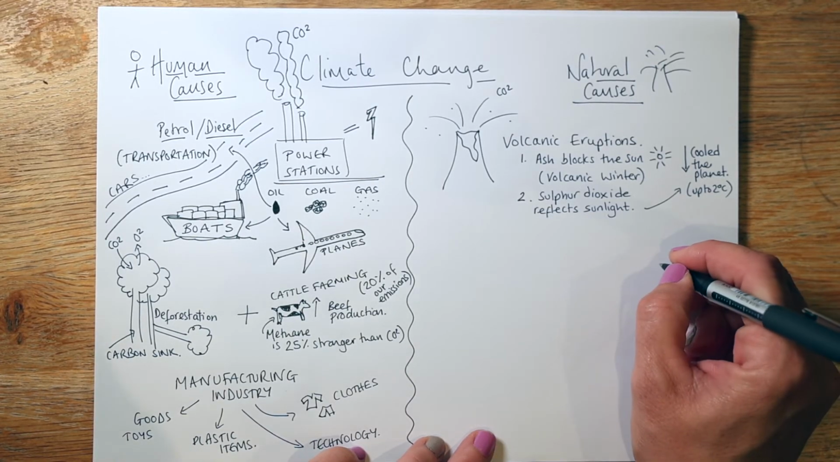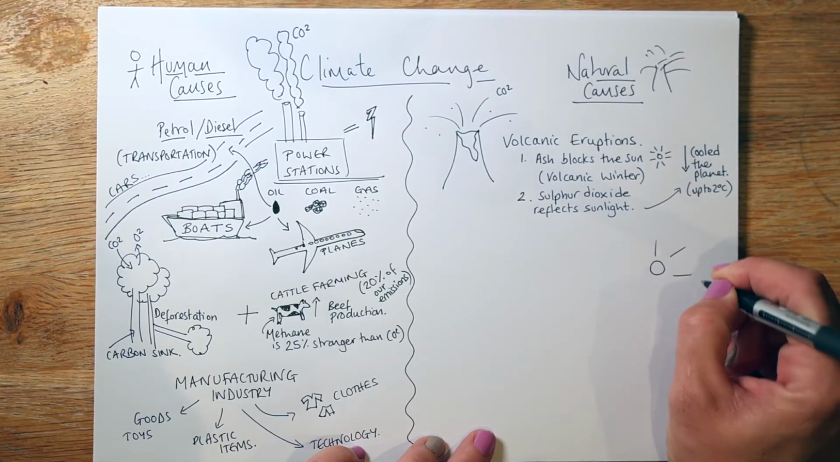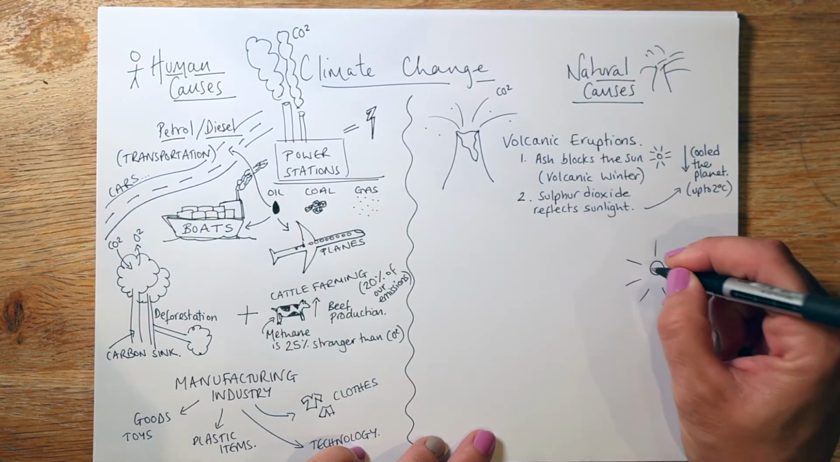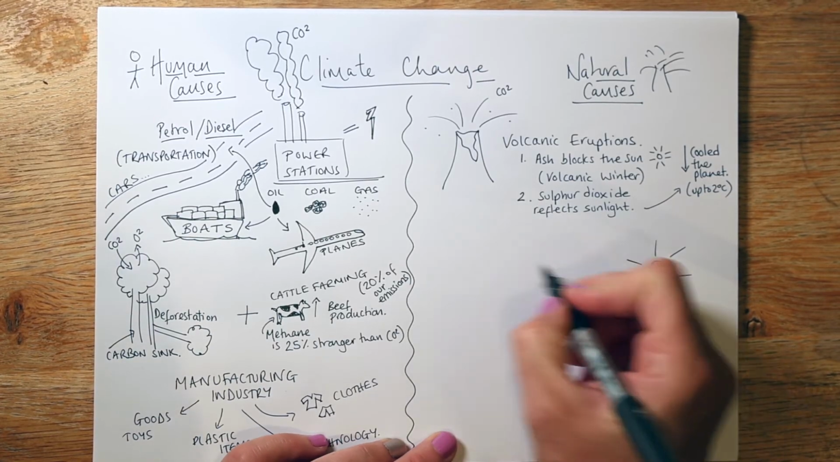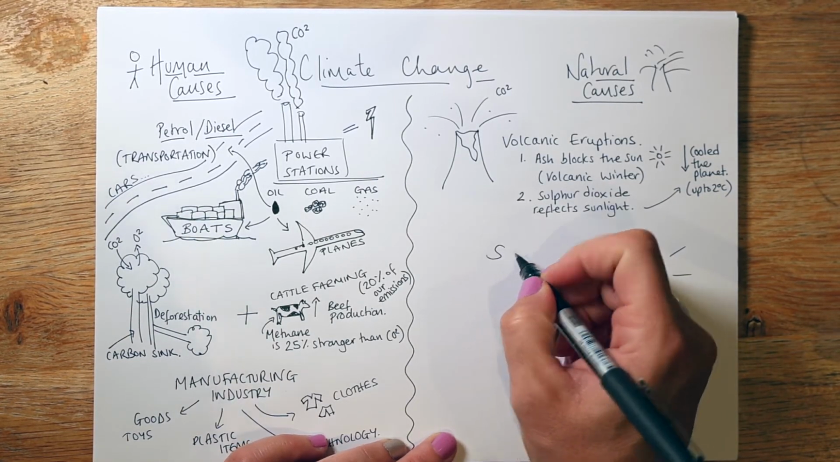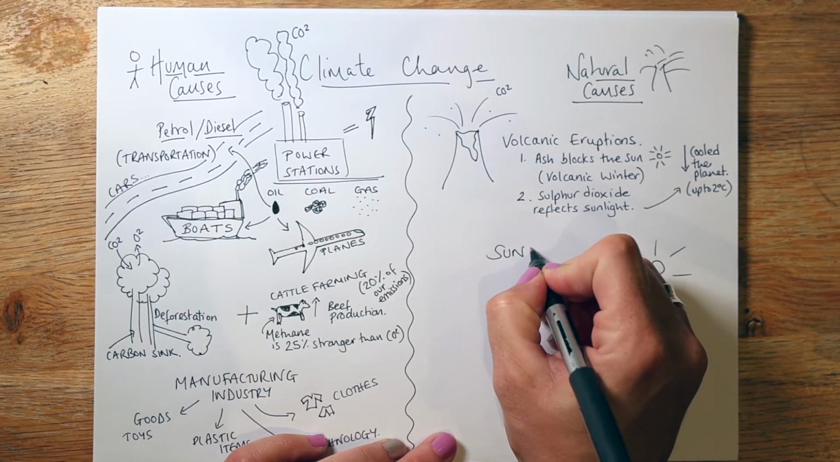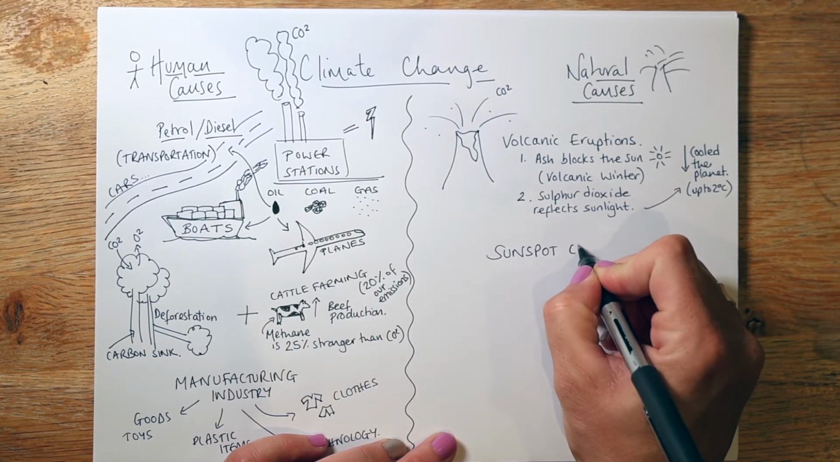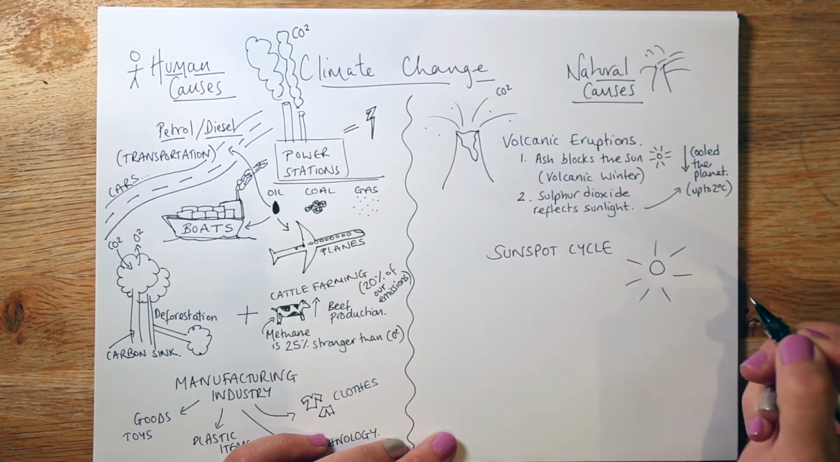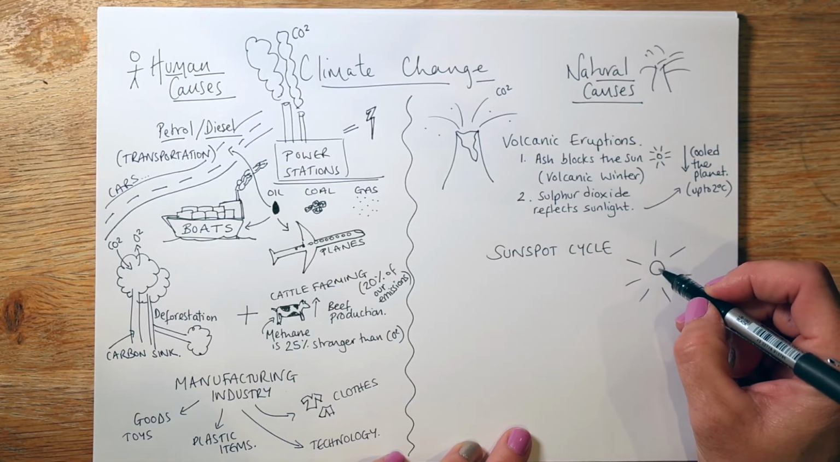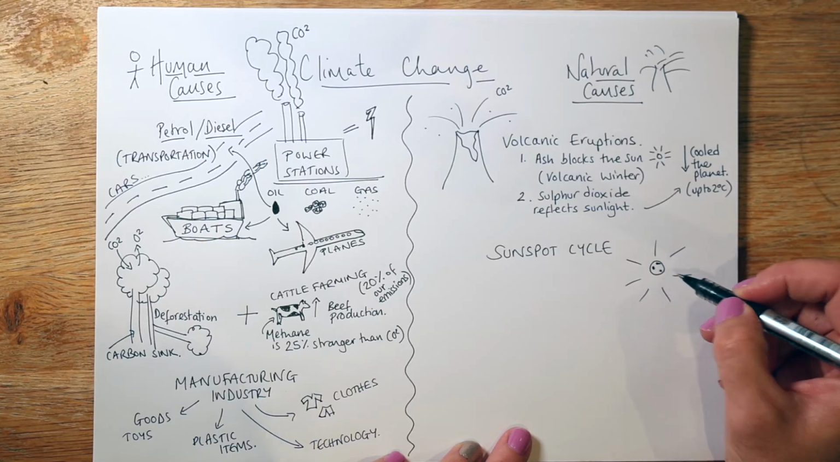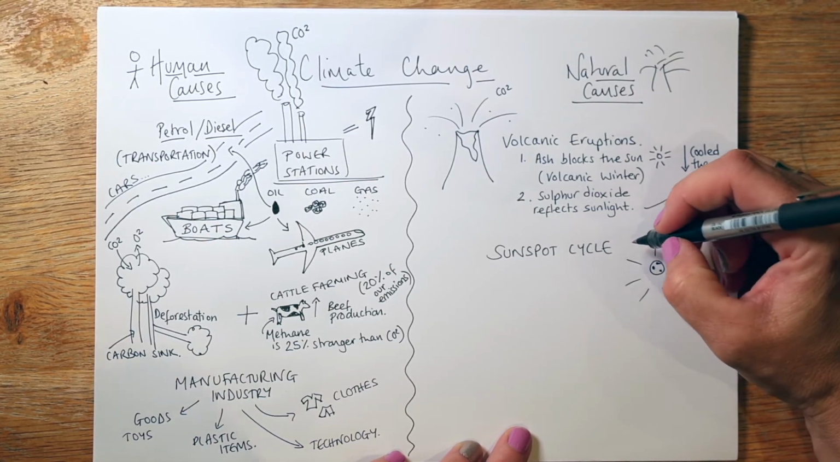Right, the next one, I'm going to draw a big sun for this one, is something called solar activity or the sunspot theory. So let's put in here sunspot cycle. Now, the sun is very big and very, very hot. And sometimes when you're looking at the sun, you can see these kind of black spots on it.